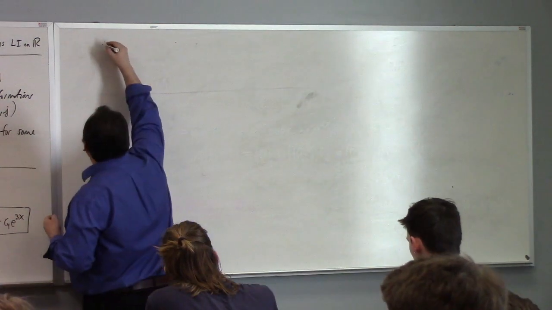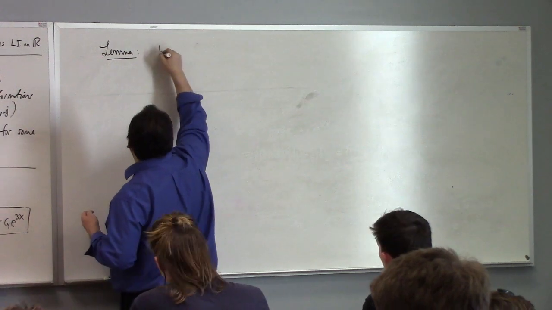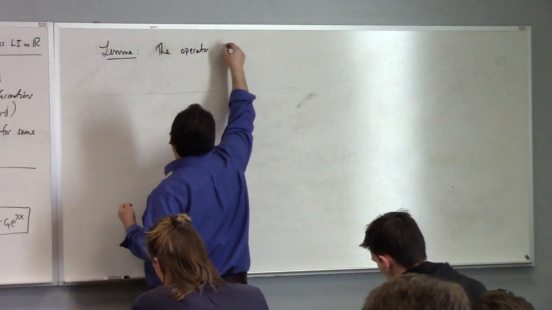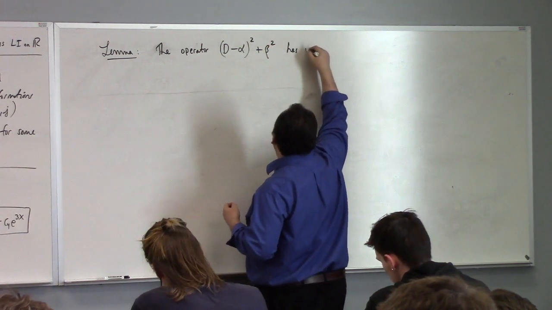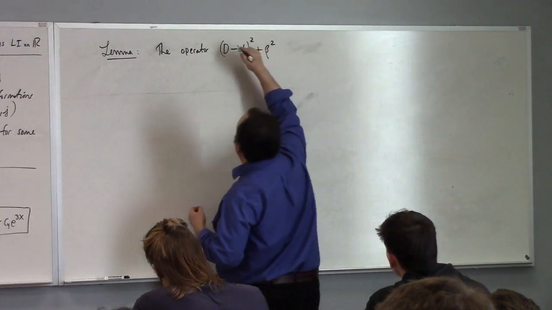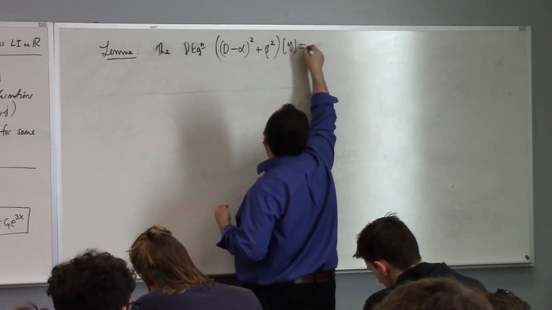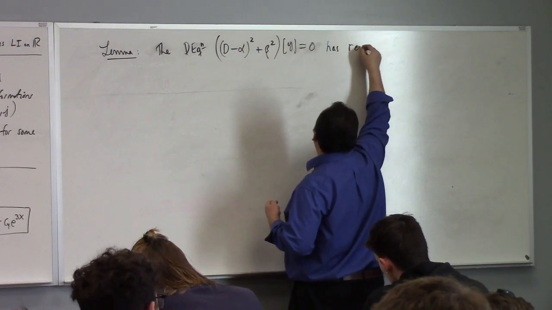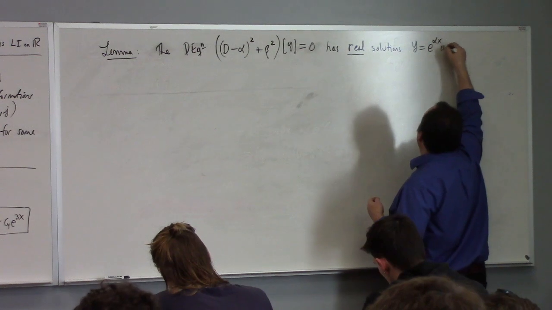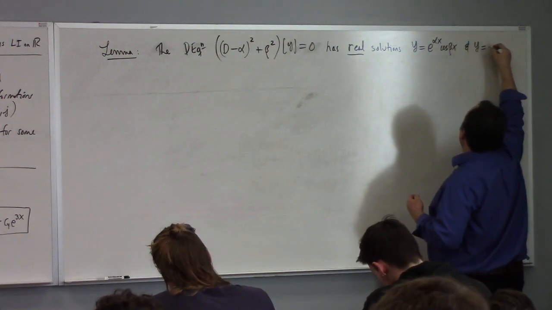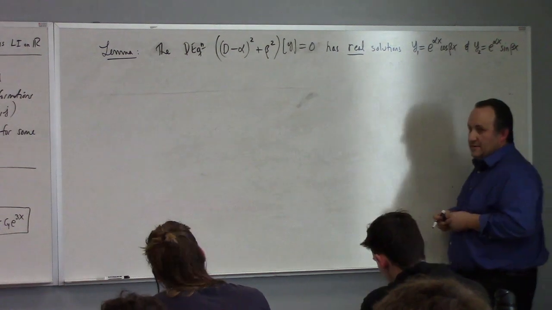I need to give you a lemma though. So here's the other lemma. Let's just say this: the differential equation, the operator D minus alpha quantity squared plus beta squared, acting on y equals 0, has real solutions y equals e to the alpha x cosine beta x, and y equals e to the alpha x sine beta x. So y1 and y2. And by the way, those are linearly independent.